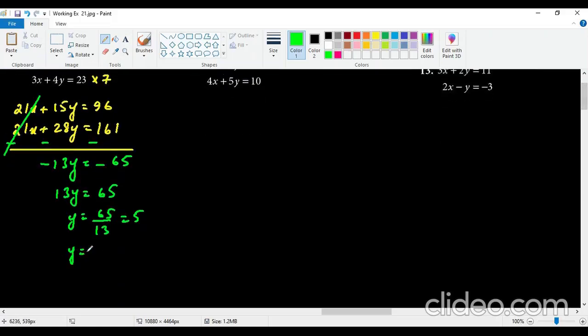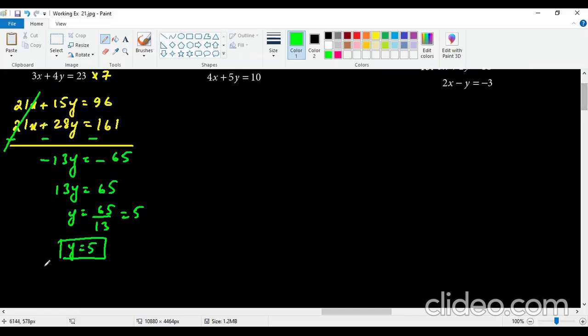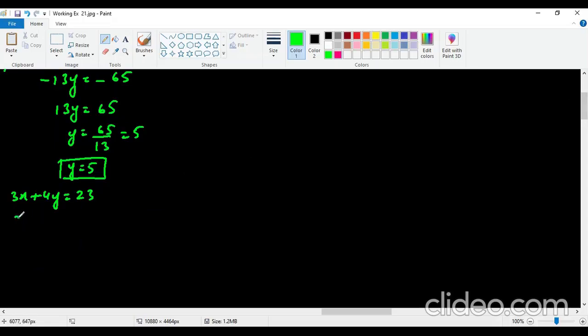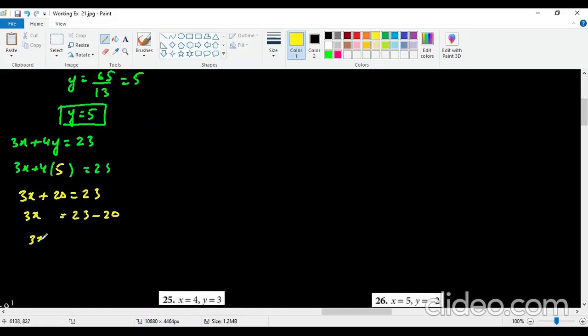Now I will substitute this in any equation I feel like. I'm taking the second equation that says 3x plus 4y equals 23. I know the value of y is 5, so I will write the same equation, equals 23, and substitute the value of y, which is 5. That means 3x plus 20 equals 23. So 3x is equal to 23 minus 20, which gives us 3x equals 3, and x will be equal to 3 divided by 3, which is 1. So the value of x is going to be 1.